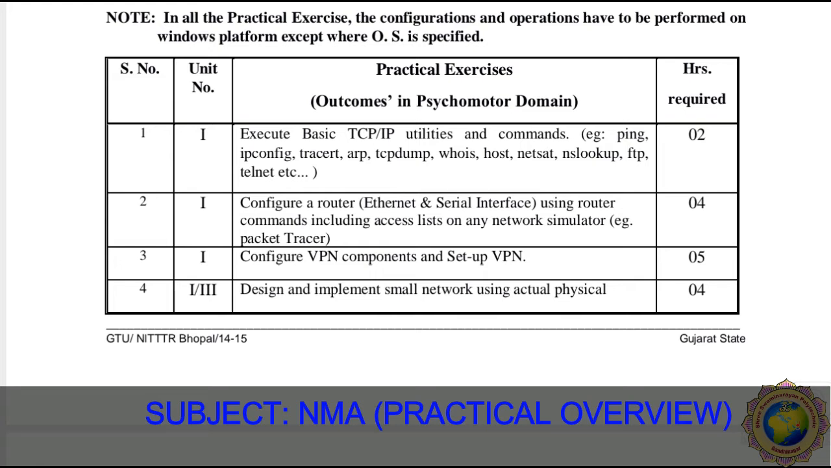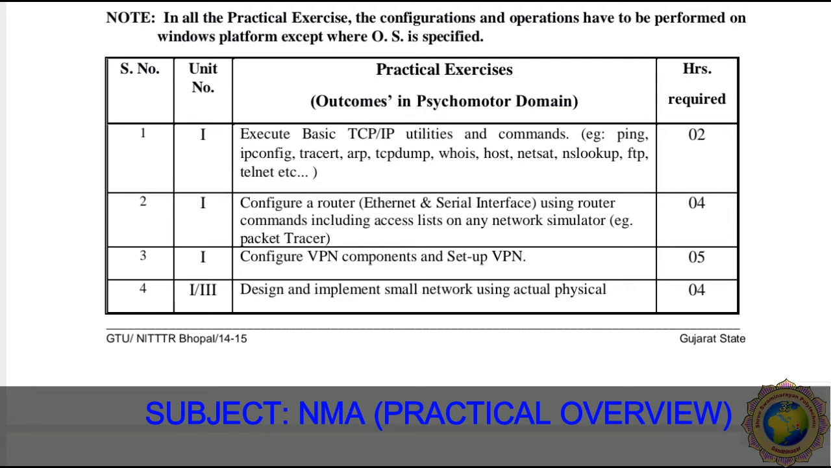Here we have to work with Transmission Control Protocol/Internet Protocol, and execute basic TCP/IP utilities and commands. For example: ping command, IP configuration command, netstat command, ARP (Address Resolution Protocol) command, tcpdump command, host, nslookup, FTP, telnet, etc. All these commands are performed using the command prompt.